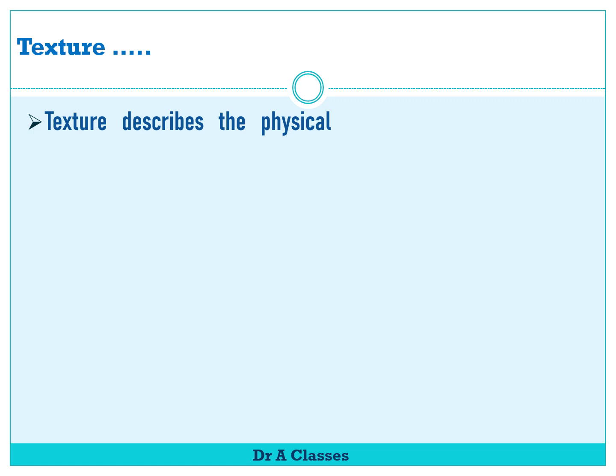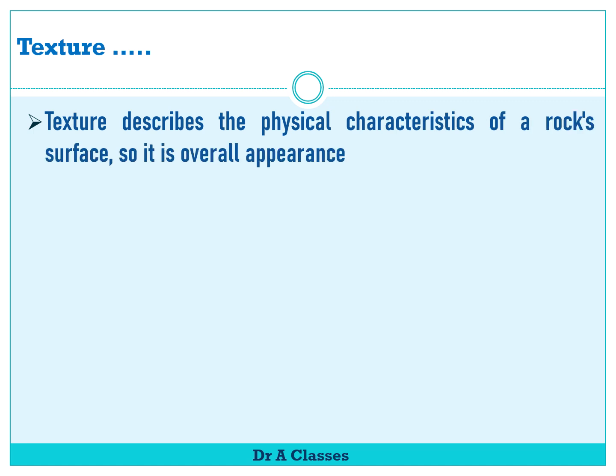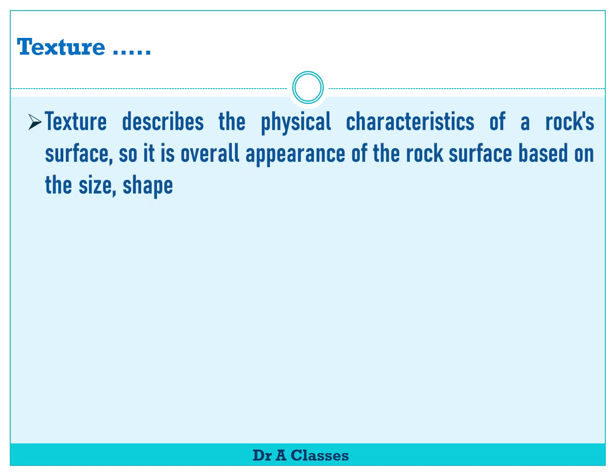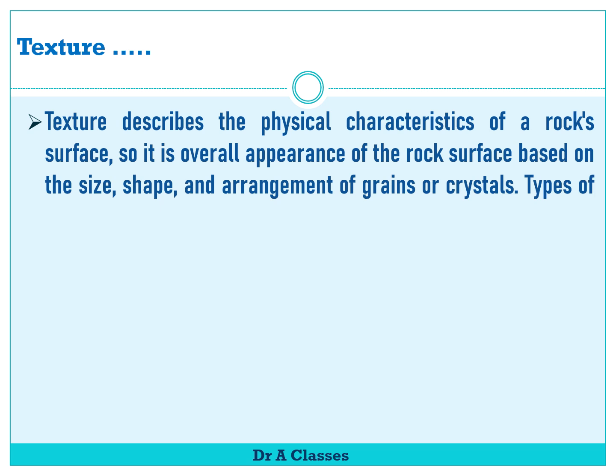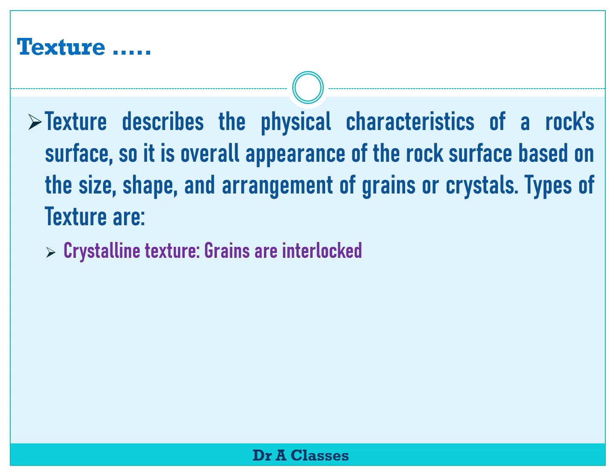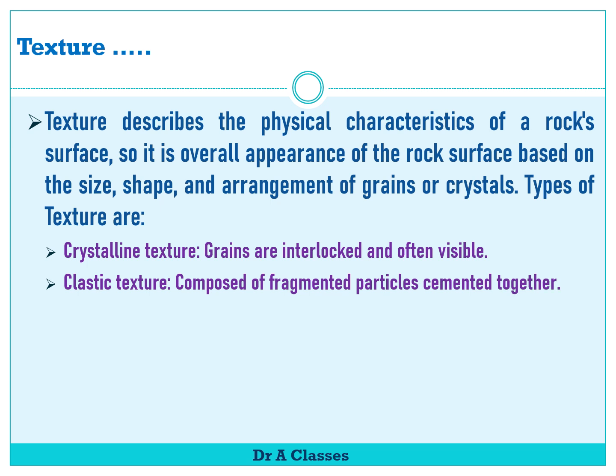Texture. Texture describes the physical characteristics of a rock surface. So it is the overall appearance of a rock surface based on size, shape, and arrangement of grains or crystals. Types of textures are crystalline texture, where grains are interlocking and often visible, gabbro and granite being examples. Clastic texture is composed of fragments or particles cemented together, such as shales, conglomerates, etc.